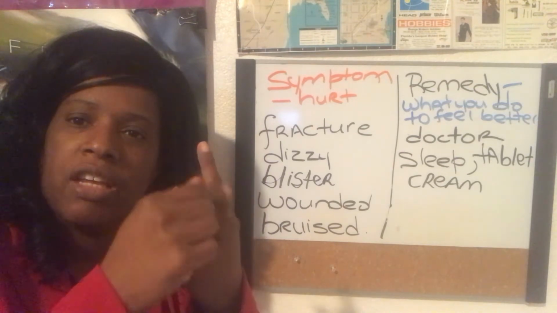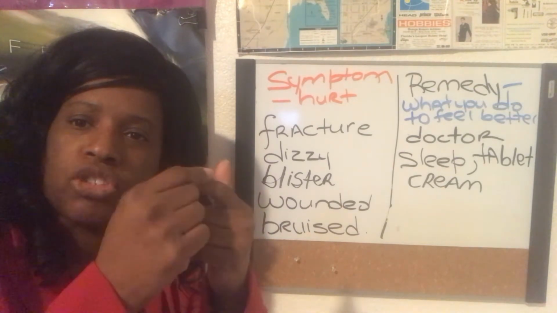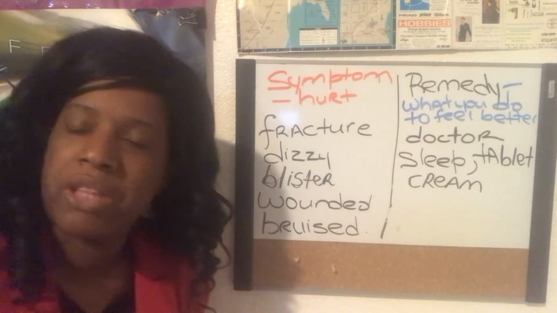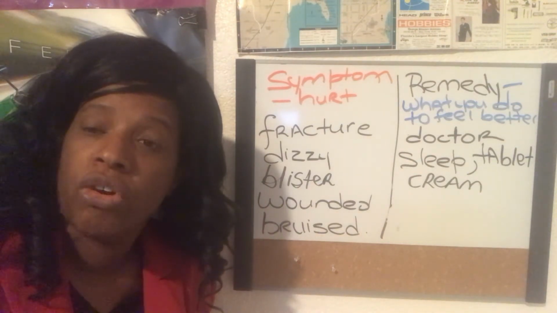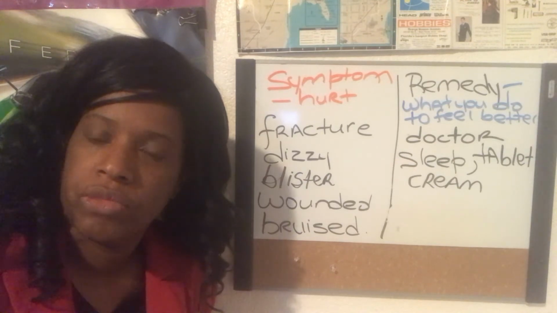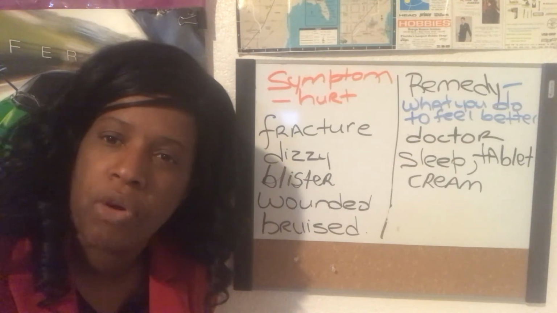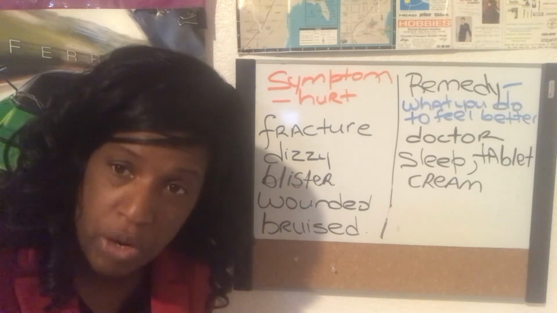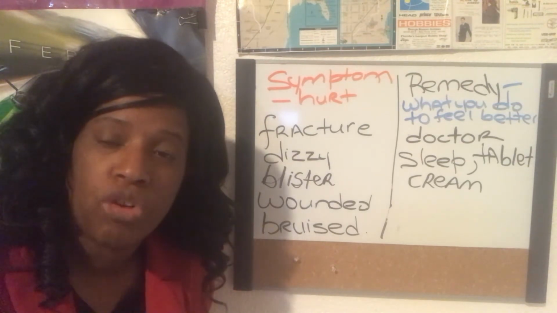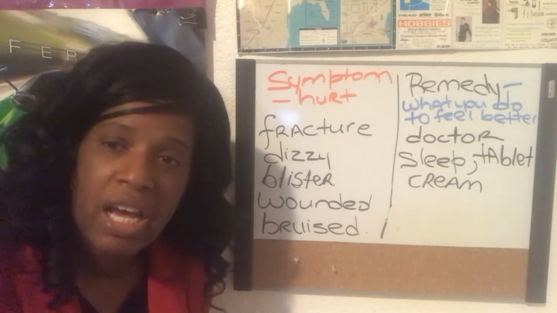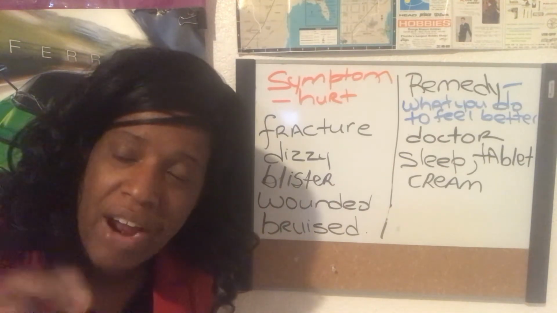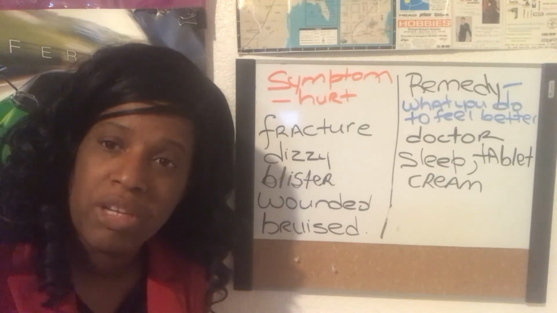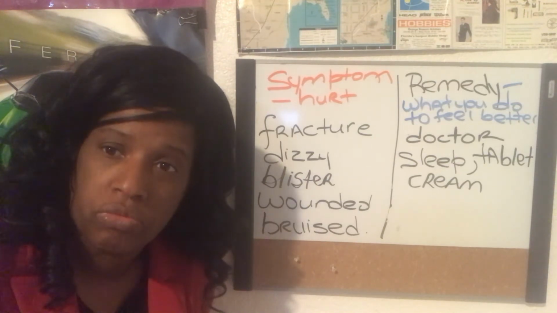So you can say, my finger is fractured. And then you have to wrap it with something because it's fractured. A fracture is different from a sprain. Now, sometimes you get your body fractured in a car accident. You have a car accident, you may get a fracture.